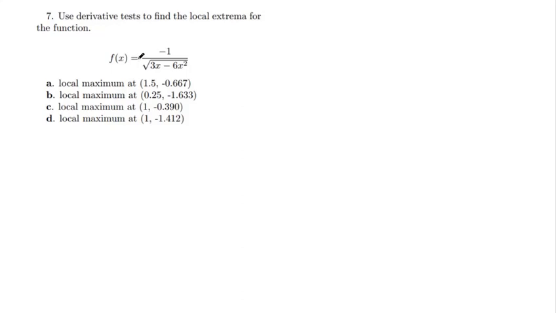We're asked to find local extrema, so local maxes or local mins. To do that, we want to take a derivative and set the derivative equal to 0. Before we do that, let's just rewrite this function so that it's more derivative friendly. This is the same function, just rewritten.